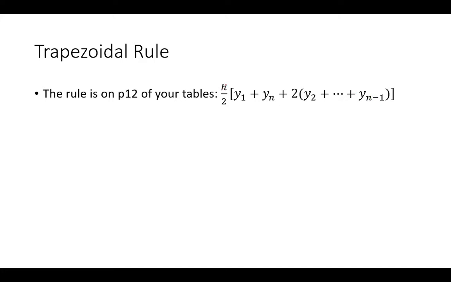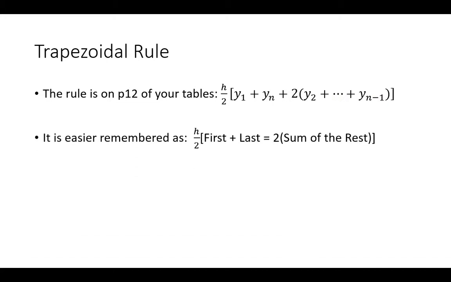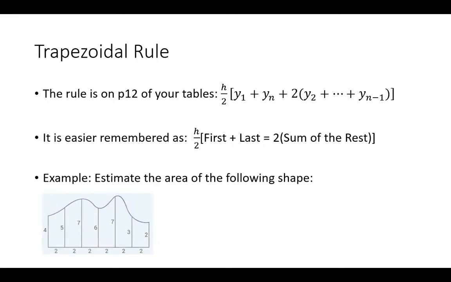So therefore it's the width over 2 times the first height plus the last height plus 2 times all the other heights in between. That's the way I remember it, and the way I would ask you to remember it: h over 2, the width over 2, times the first height plus the last height, plus 2 times the sum of all the rest of the heights. And I suppose the easiest thing to do is just to throw it into a question.